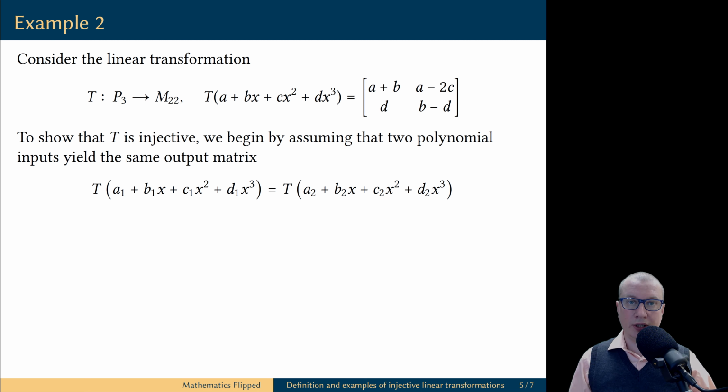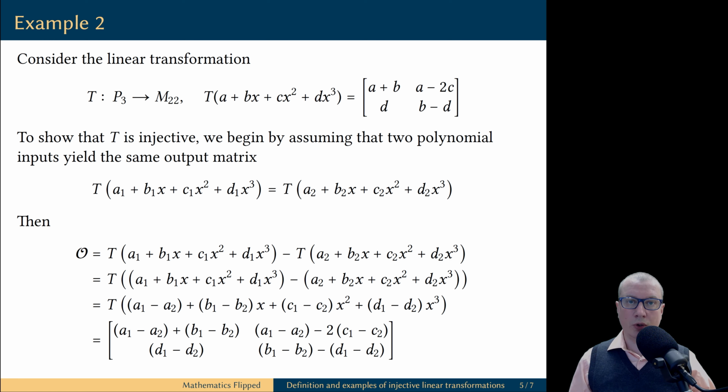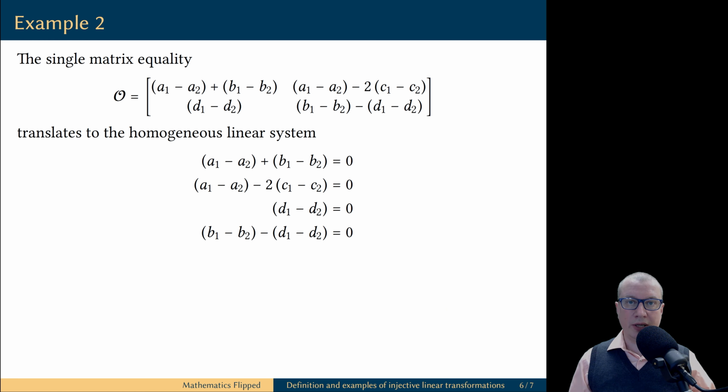This is an equality in the codomain, so this is the equality of 2 by 2 matrices. We can rewrite this equality as follows. The difference of these two matrices is equal to the zero matrix. But T is a linear transformation, so it respects addition of vectors. We know how to subtract two polynomials, and we know what T does to any polynomial. So we get this equality of two matrices. But two matrices are equal to each other if and only if they have identical entries. And all entries of the zero matrix are equal to 0.